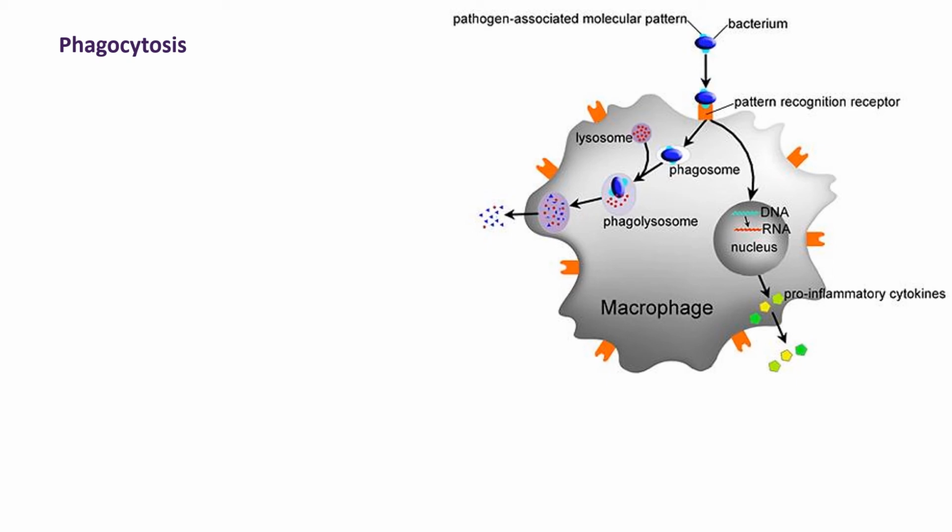Okay, quick revision on phagocytosis. We talked about it in cell biology, if you remember. We talked about it as a means of endocytosis. So if you remember, what we have is a pathogen-associated molecular pattern or a damage-associated molecular pattern, depending on what the target is, binds to a pattern recognition receptor on the phagocyte.